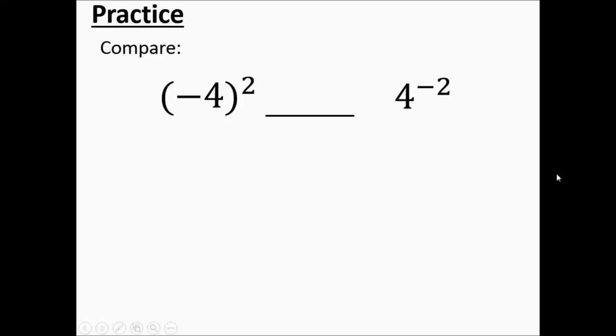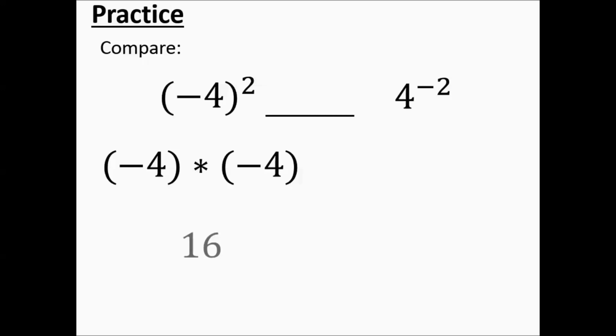Then we have the quantity of negative 4 to the second compared to 4 to the negative second. Let's see how this one works out. We're going to rewrite the quantity negative 4 to the second. That would be thought of as negative 4 times negative 4. So that's going to become a positive 16. Over on the right, we're going to do our negative exponent trick, where as soon as you see a negative exponent, 1 up top, and then just work it out. So that's 1/16. 16 compared to 1/16 is going to be greater. So the quantity negative 4 to the second is going to be greater than 4 to the negative second.